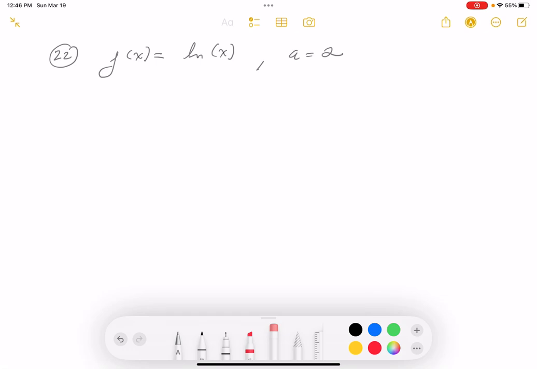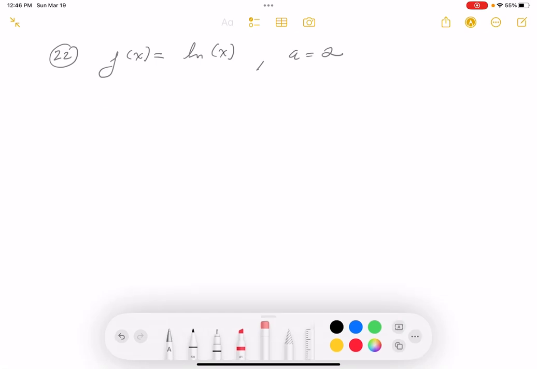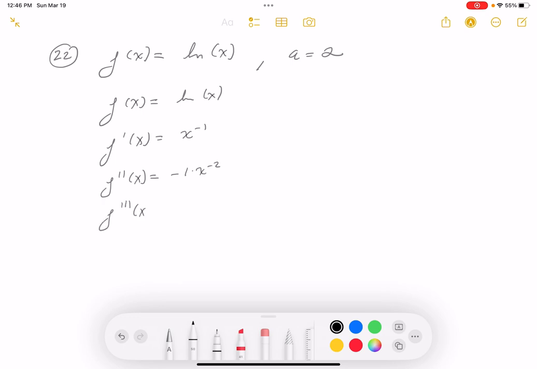Right, let's write it down. f(x) is the natural log of x. f'(x), well, that's going to be 1 over x. I'm just going to write it as x to the minus 1. f''(x) is going to be minus 1 x to the minus 2. f'''(x) is going to be 2 x to the minus 3.